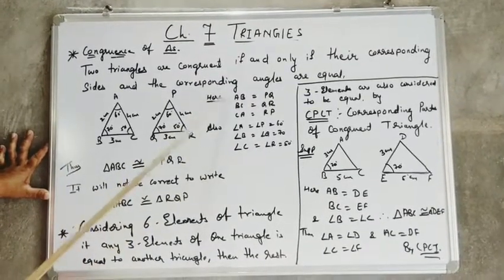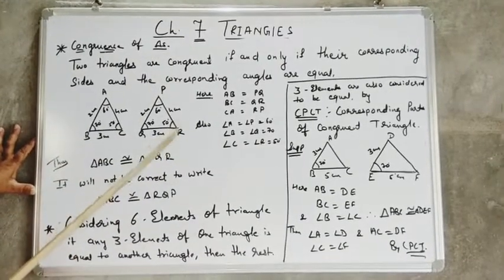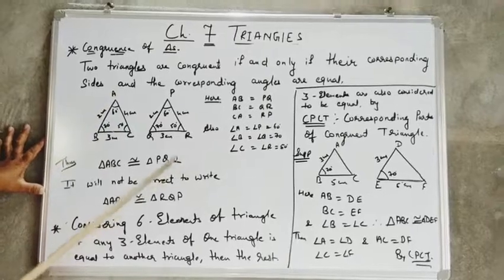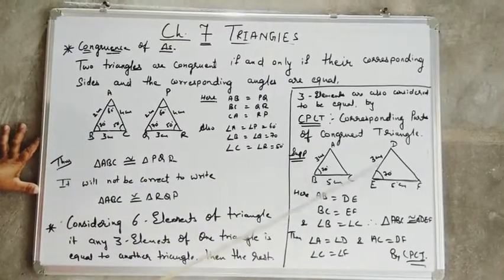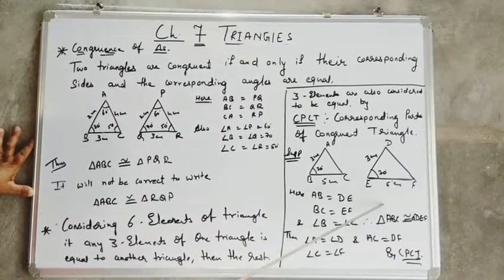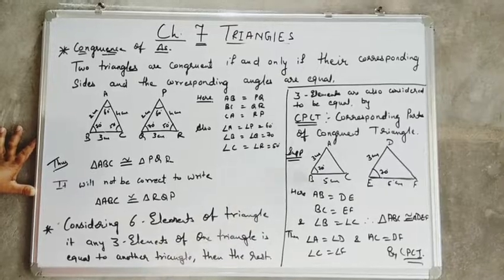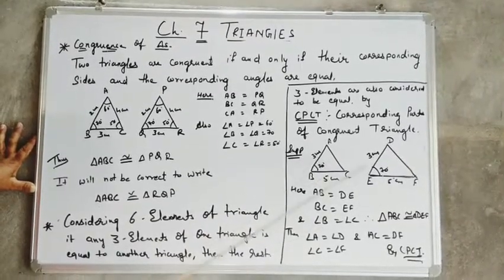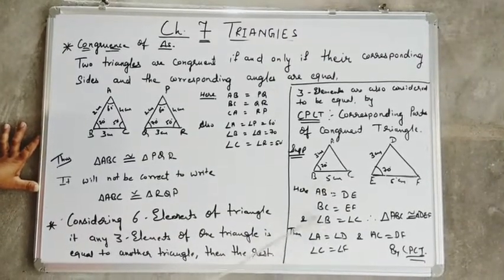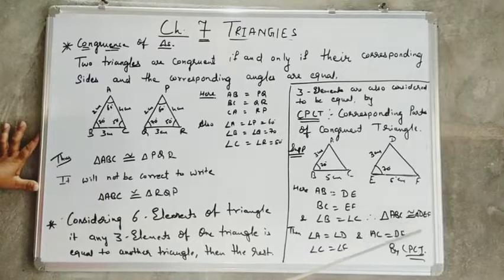Out of these 6, if any 3, suppose 2 sides and 1 angle, or 2 angles and 1 side, any 3 elements are equal, then the 2 triangles are congruent. Then what can we say about the rest of the 3? Suppose I have given you one example here, ABC and DEF. AB is 3 cm and DE is also 3 cm. BC is 5 cm, EF is also 5 cm. Angle B is 70, angle E is 70. So comparing both triangles, out of the 6 elements, 3 elements are equal. AB is equal to DE, BC is equal to EF, and angle B is equal to angle E. It means 2 sides and 1 angle of these 2 triangles are equal to each other. Then we can say that ABC is congruent to DEF.